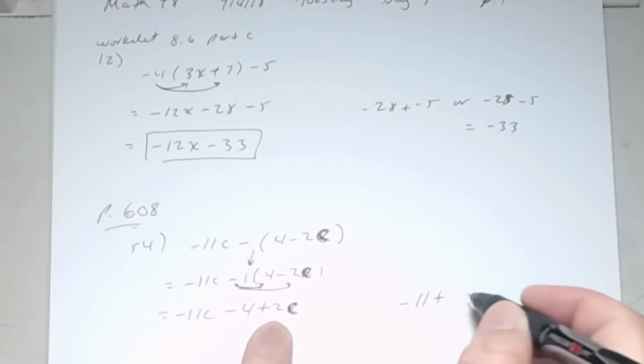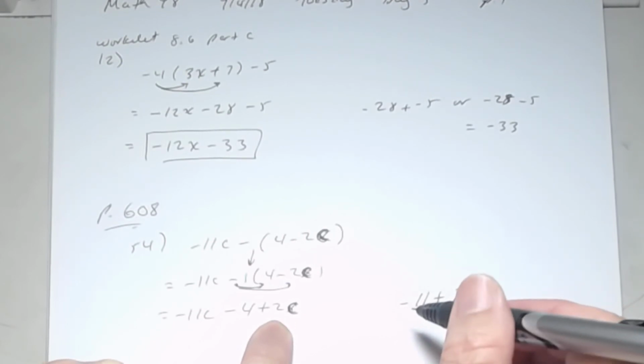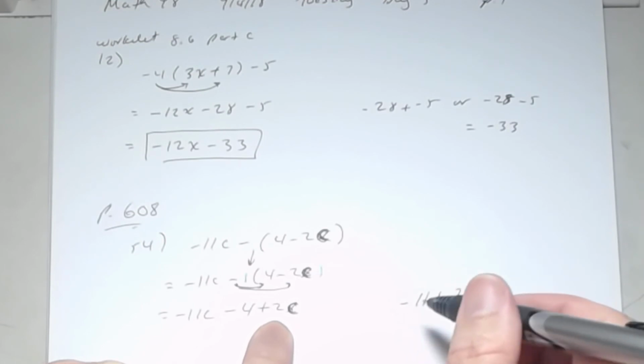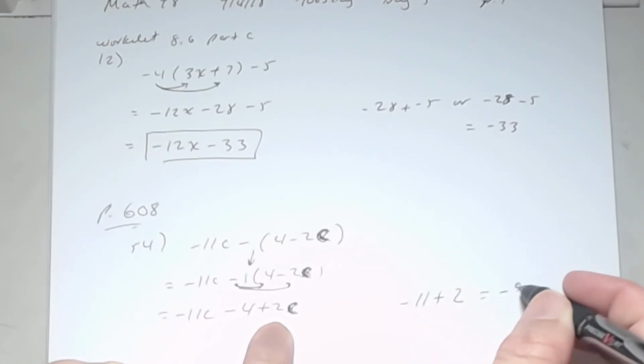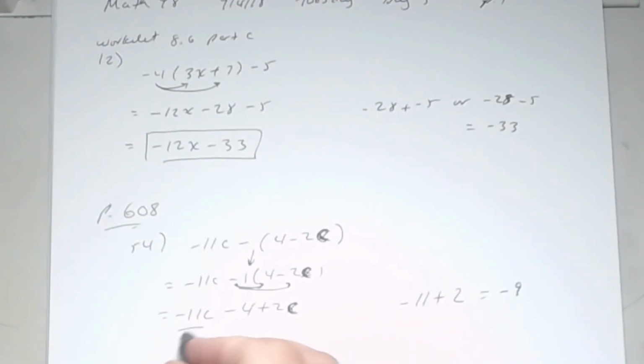What's this coefficient? 2. If you don't remember anything about signed numbers from last semester, use your calculator. And calculate what's negative 11 plus 2? Negative 9. So then, what is negative 11c plus 2c? Negative 9c. And then the only thing left is what? Minus 4. So there's your answer. Okay? That was number 54.